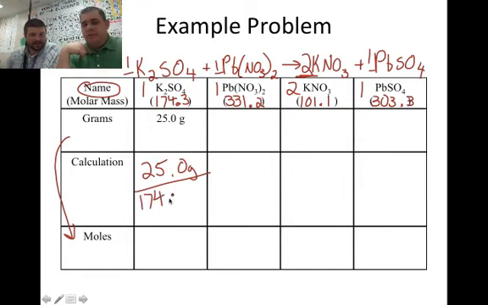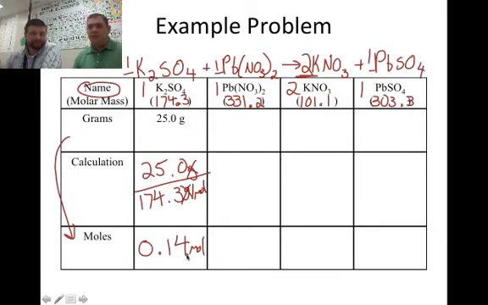So 174. And this is why it's important to have those molar masses up there, because you're going to need them at some point. You might as well just have them ready to go. So 25 divided by 174. Those grams go away. We get 0.14 moles. That's a number you'll get very regularly for moles as a decimal, so there's nothing to worry about that it's too small or anything. That's a pretty normal number for moles.